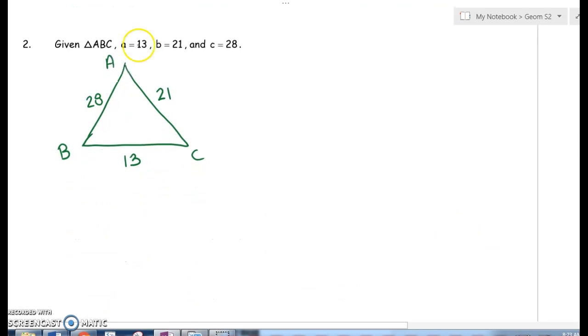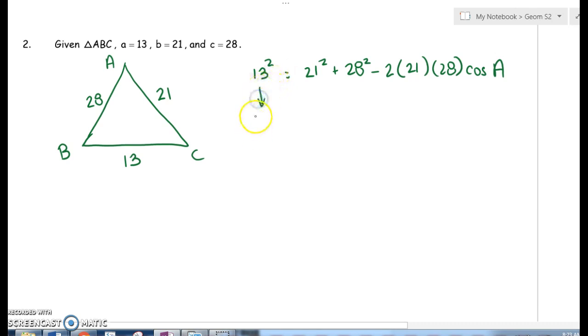We've got A squared, so 13 squared, equals B squared, 21 squared, plus C squared, 28 squared, minus 2 times these same two numbers, 21 and 28, cosine of angle A, which I don't know. So there's my formula. Then I need to simplify a few things. I'm going to simplify the 13 squared, which is 169.